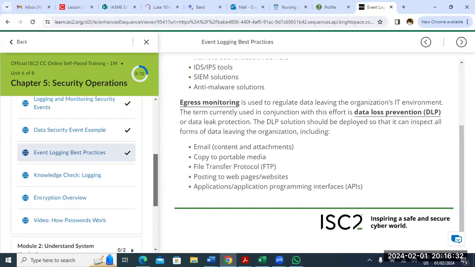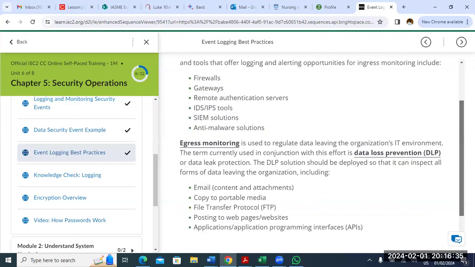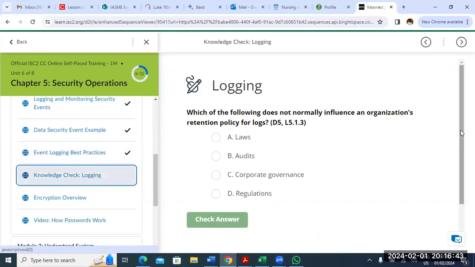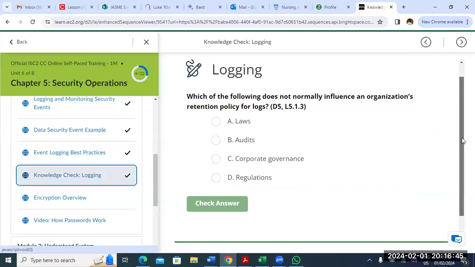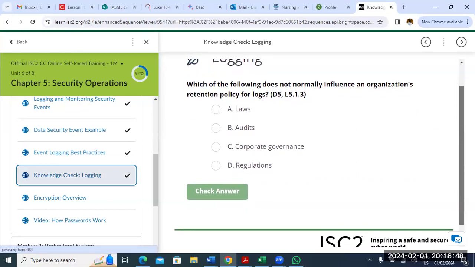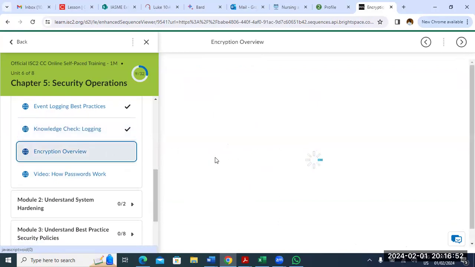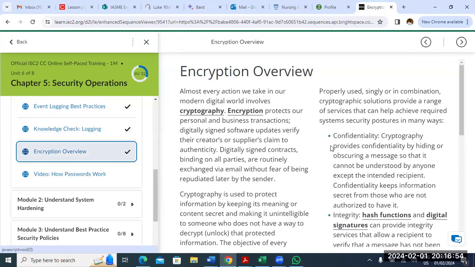So for the incoming traffic, we have the firewall, gateway, remote IDPS, and so on. Then, on our own, we can go through some of these questions. I don't want to waste time on it. Then encryption is also something that is important when it comes to data.